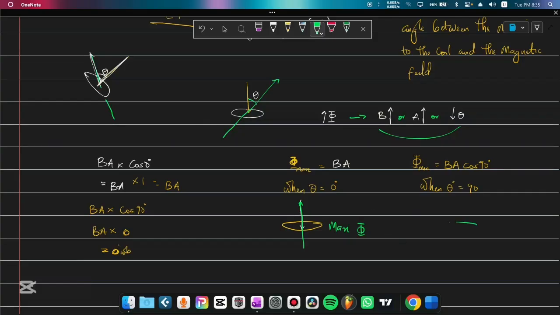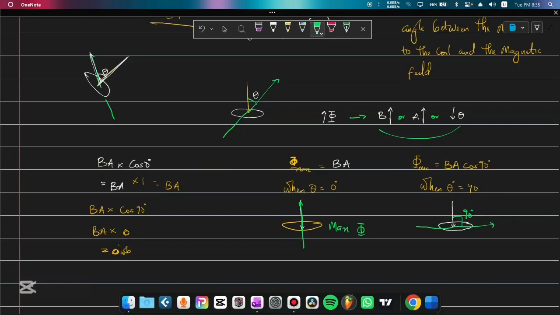What if, okay, let me use yellow. What if we have a coil and this is the normal to the coil, but the magnetic field is passing parallel to the surface of the coil? What are we going to have? An angle of 90. And because the magnetic field is not going through the coil, no magnetic flux is going to be induced. Are we together?